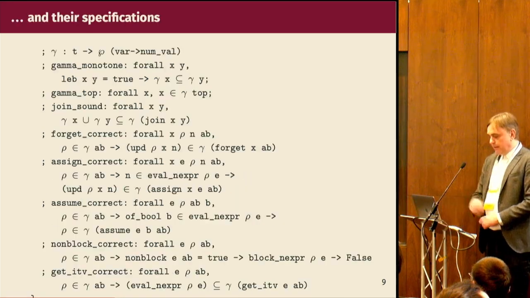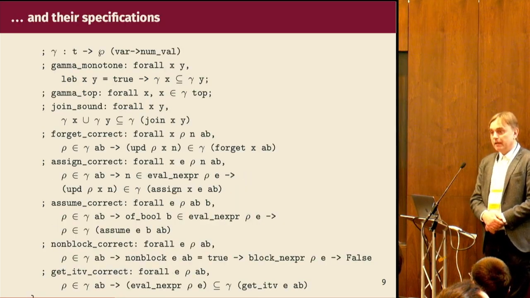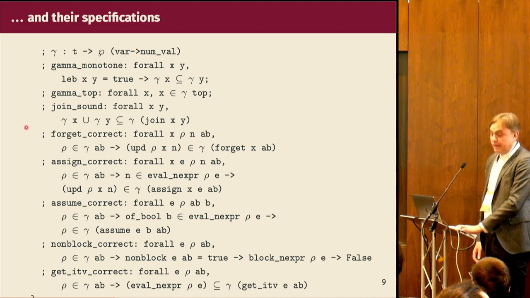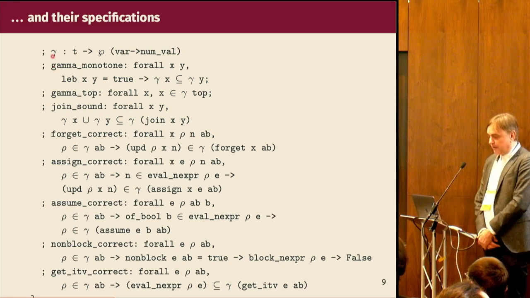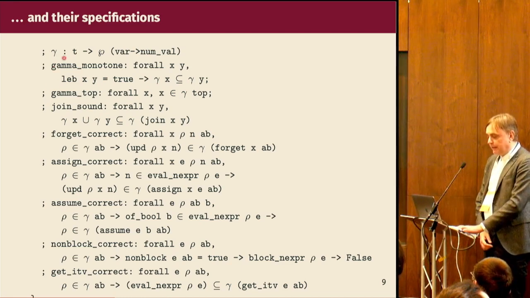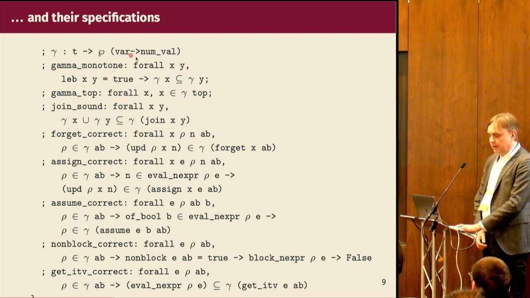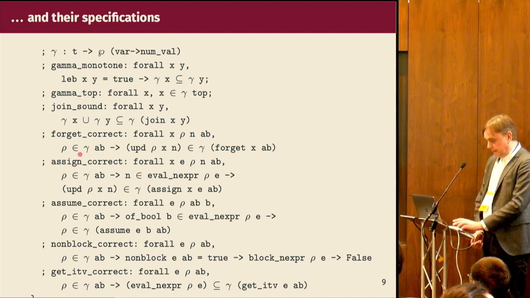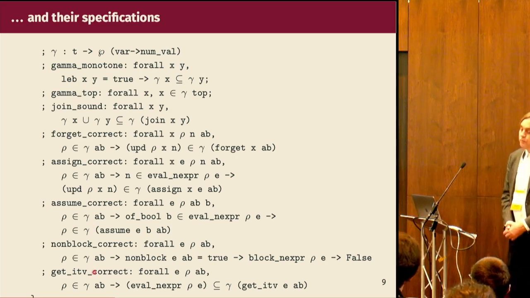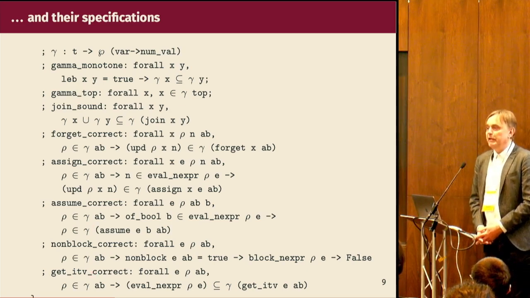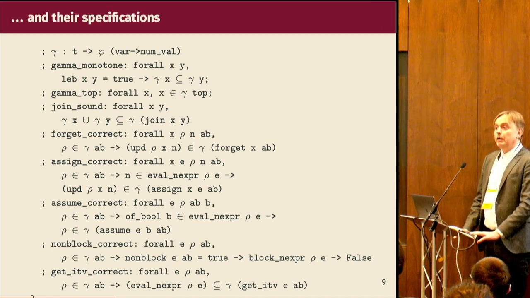And then the second half is the specification. Okay, so you can also put properties in those records, theorems, and the specifications are phrased in terms of gamma, as I said. So function from T to sets of environments, okay, variables to numerical values. And here's the specification. So LEB is sound, the top is the greatest element, join is sound, forget is, etc. So I will not read all of that. Just point out that it's pretty readable, okay, with a little bit of Unicode notations, and not very long.